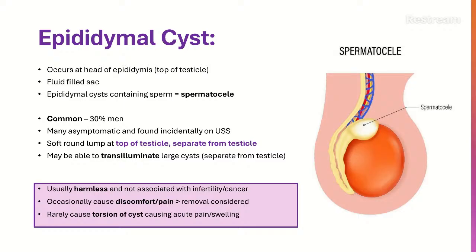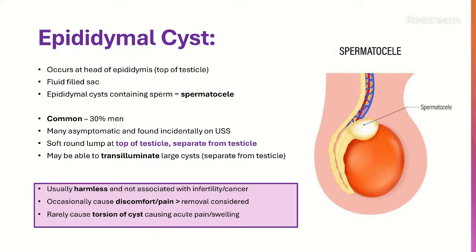Epididymal cysts are very common, happening in about 30% of men. Most are asymptomatic, and they're found incidentally on ultrasound scan. But on examination, we feel a soft round lump at the top of the testicle, and it's usually separate from the testicle. You might be able to transilluminate large cysts. So when you shine a light through them, usually they're harmless.